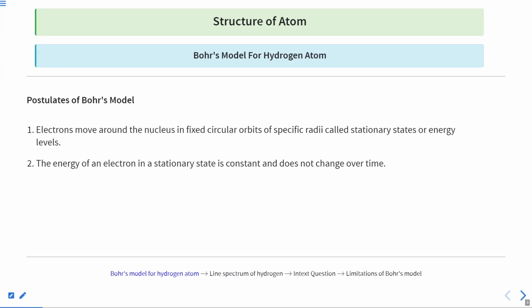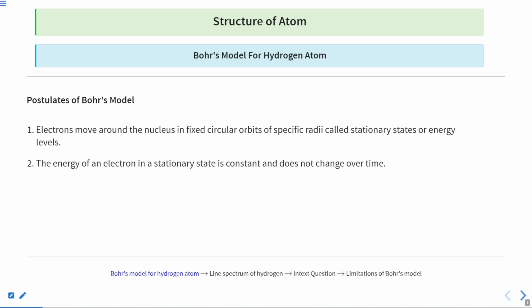Now we will talk about the postulate. The things which I have told are postulated by Bohr, so I have taken from there. The electron will move around the nucleus, but it will do so in a fixed circular path of specific radii, and those circular paths or circular orbits whose radii are specified are called stationary states or energy levels.